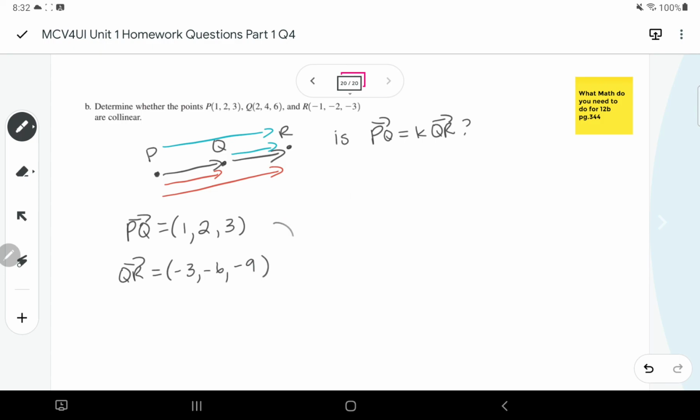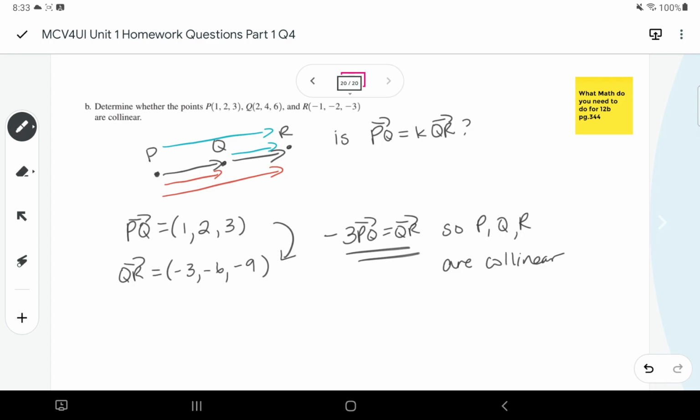So then we do notice that this is a scalar multiple, well, I guess it would go the other way around, that -3 PQ equals QR. So P, Q, and R are collinear. If you find a scalar multiple of one vector equals the other vector, then you know for sure that all of those 3 points are collinear.